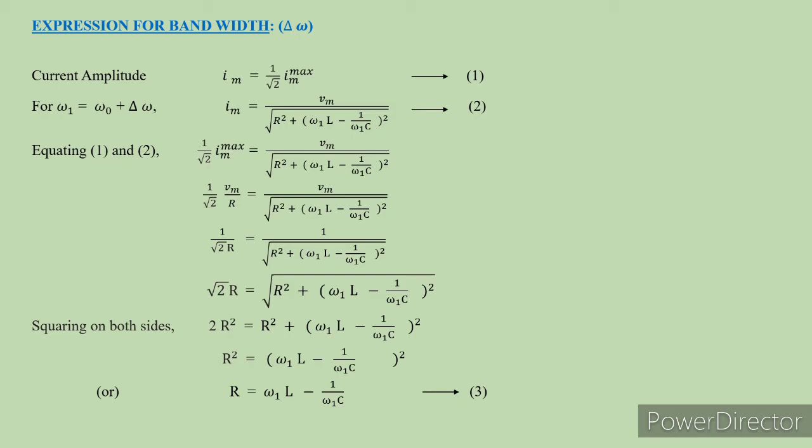Again squaring on both sides, 2R square is equal to R square plus (omega 1 L minus 1 by omega 1 C) the whole square. Or R square is equal to (omega 1 L minus 1 by omega 1 C) the whole square. Or capital R is equal to omega 1 L minus 1 by omega 1 into C. This is equation 3.